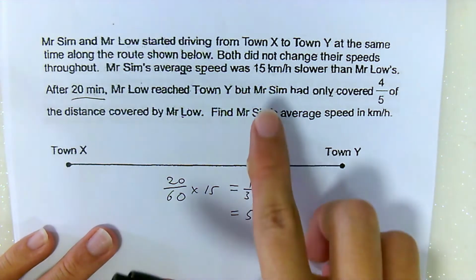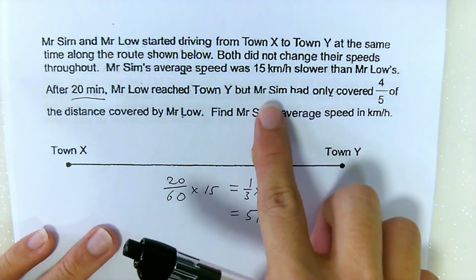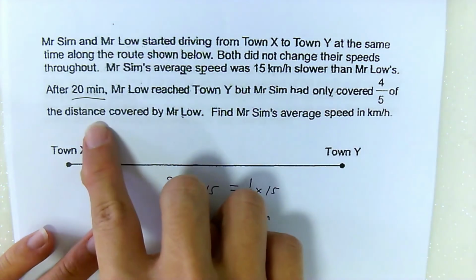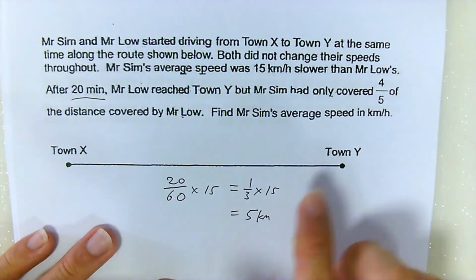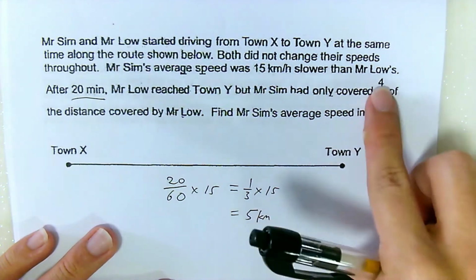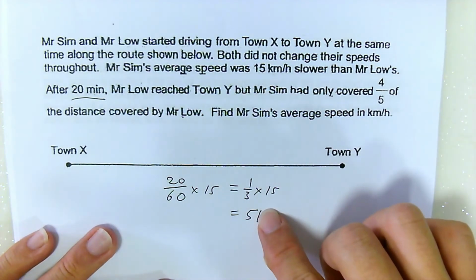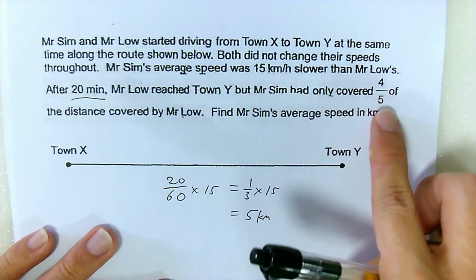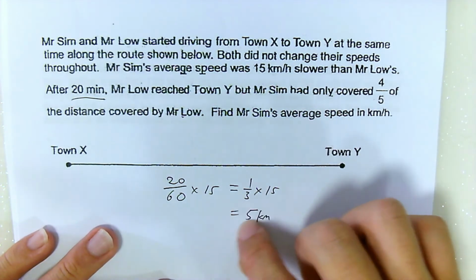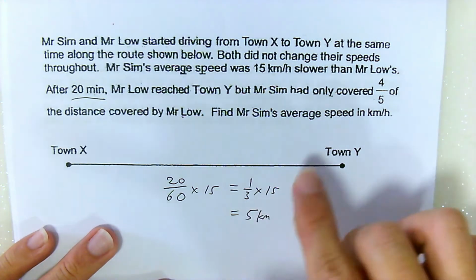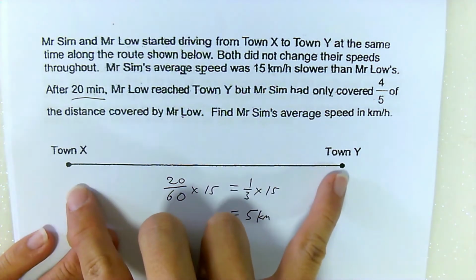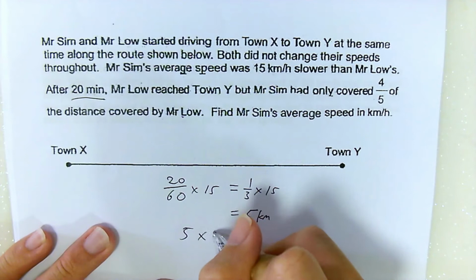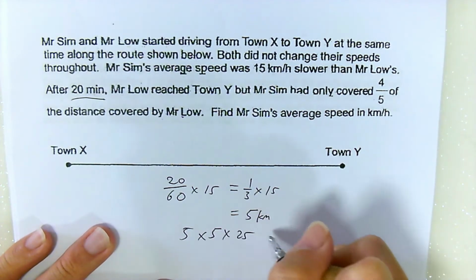Since he is 5 km behind Mr. Low, and it says that Mr. Sim only covered 4/5 of the distance, which means that 5 km is 1/5 of the distance, because he's behind Mr. Low. So since he is 1/5 of the distance behind Mr. Low, and he's 5 km behind, the entire journey should be 5 km multiplied by 5, equal 25 km.